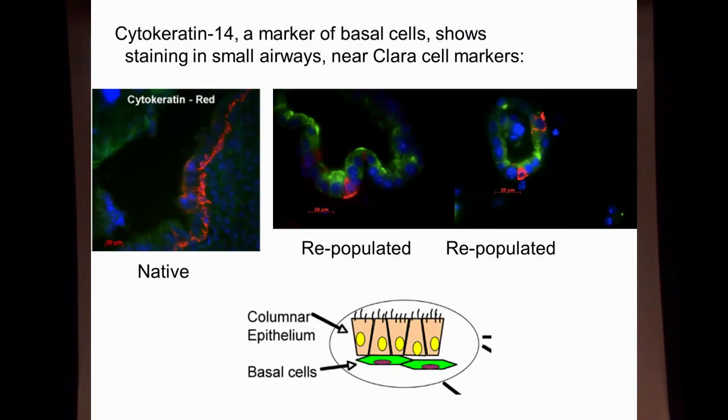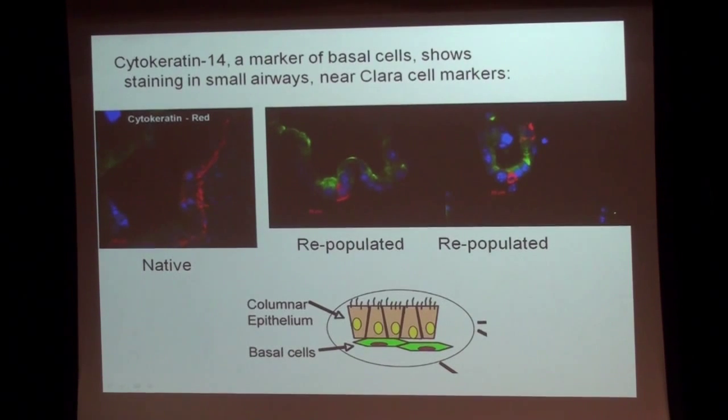And then this is staining for cytokeratin 14, which is a marker of basal cells, which are the local stem cells for the proximal airway. We don't see many columnar ciliated cells in our engineered lung, probably because we don't breathe very much with air, and that's probably required for differentiation. But we do see some basal cells, shown here in red. Next slide.